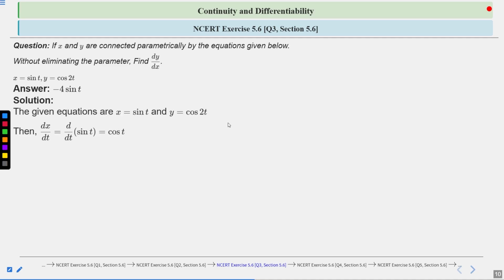So the given equations are x is equal to sin t and y is equal to cos 2t. Then dx by dt will be equal to d upon dt of sin t, which is equal to cos t.